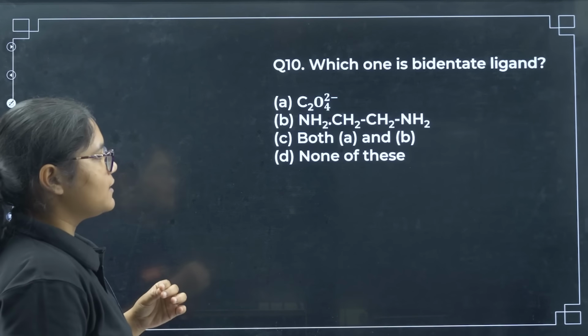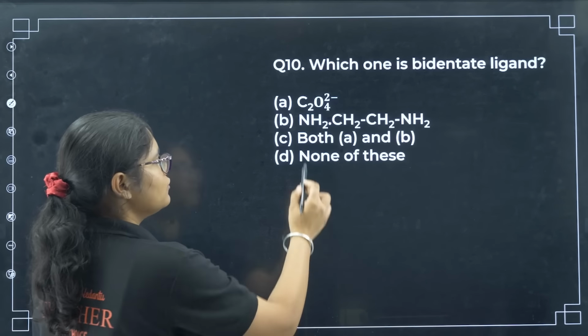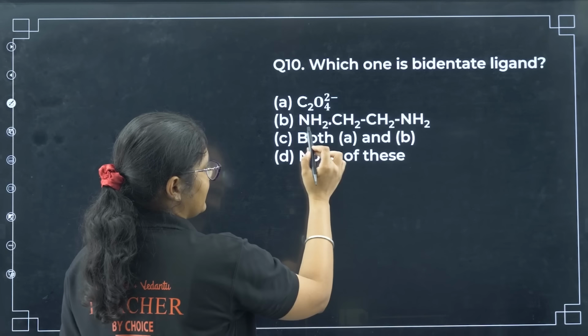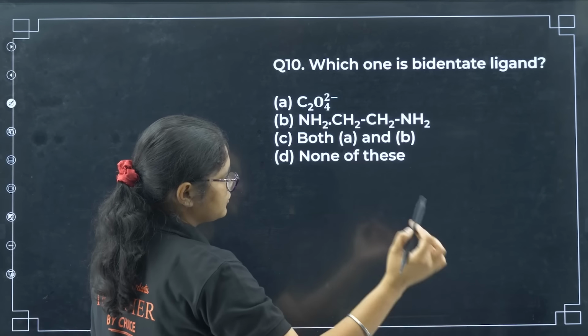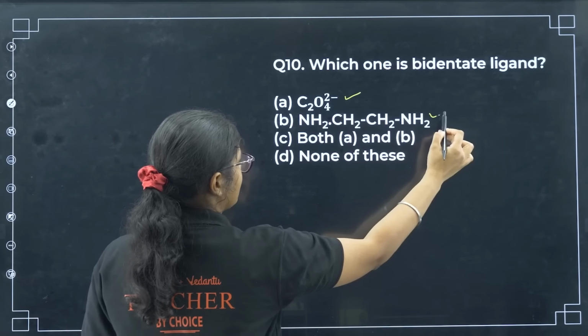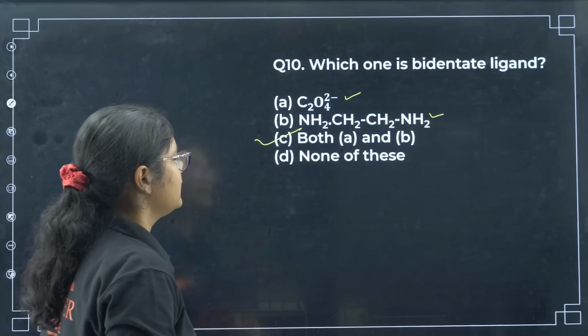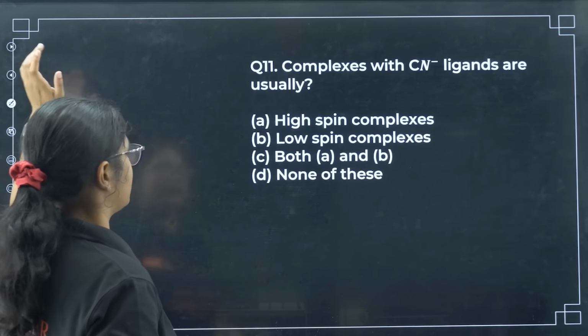Next, which one is a bidentate ligand? So C2O4 2- is bidentate, and NH2CH2CH2NH2 is also bidentate. So both are bidentate ligands. Option number A and B, that is, option number C is your correct answer.